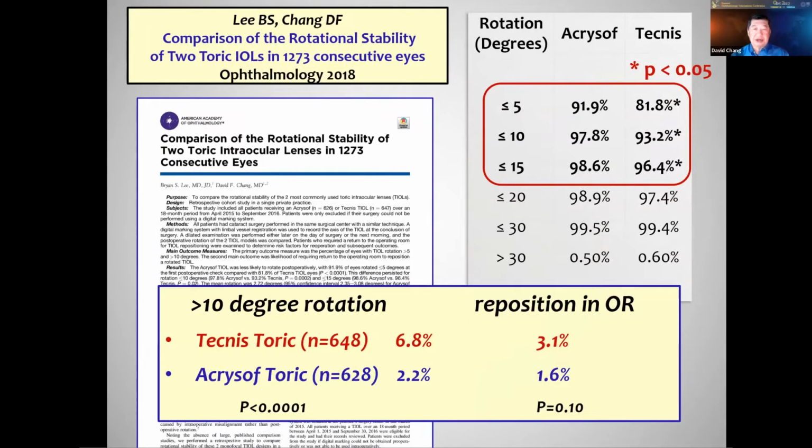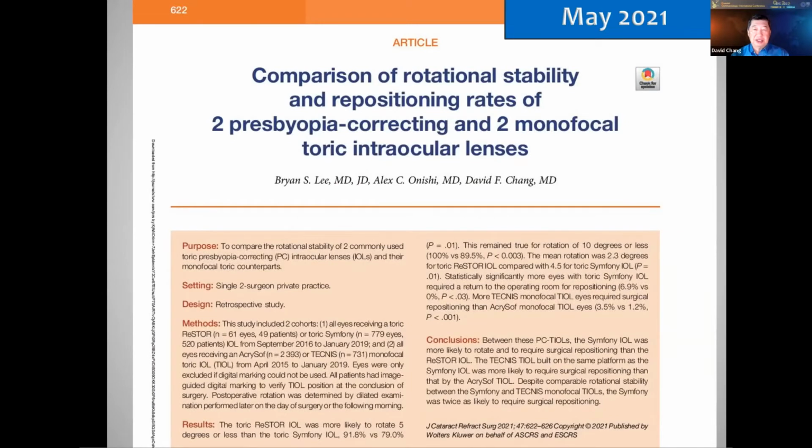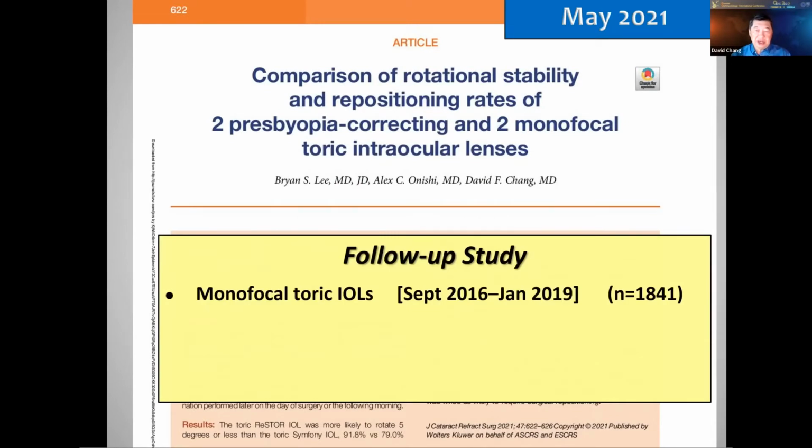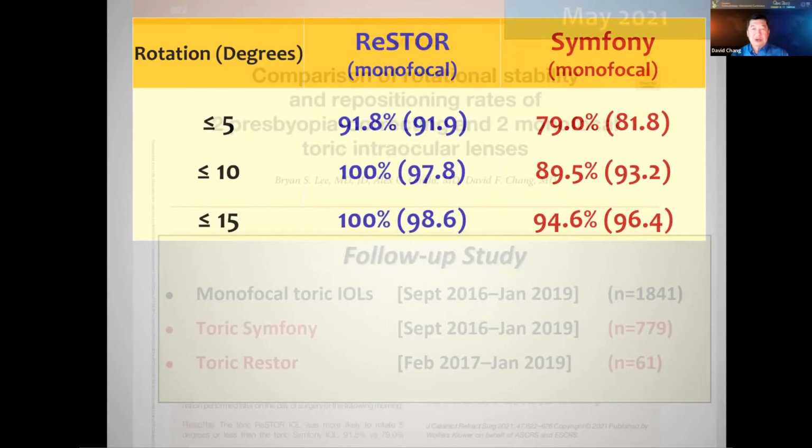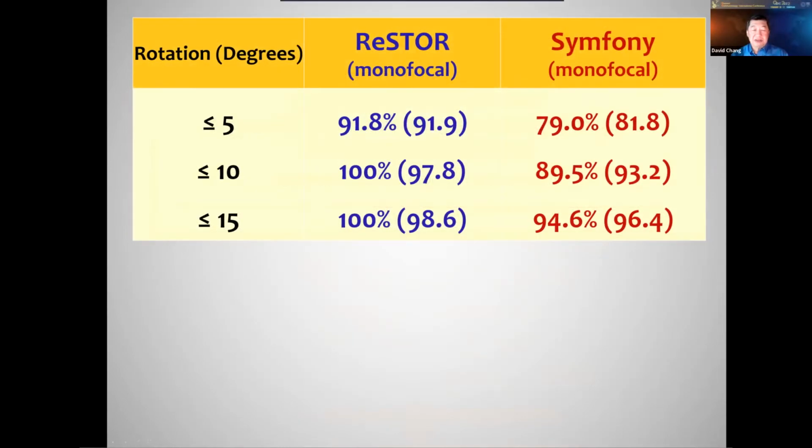Now, last year, we published additional data, or continuation of the study. We got many more monofocal lenses, but more importantly, we had started using the first EDOF IOL, the Toric Symphony, and we had nearly 800 of these eyes. We had a few Toric restores. What you'll see here is the misalignment rates, and you'll see that it parallels the monofocal rates, which are in parentheses, versus the presbyopia correcting rates, which are not.